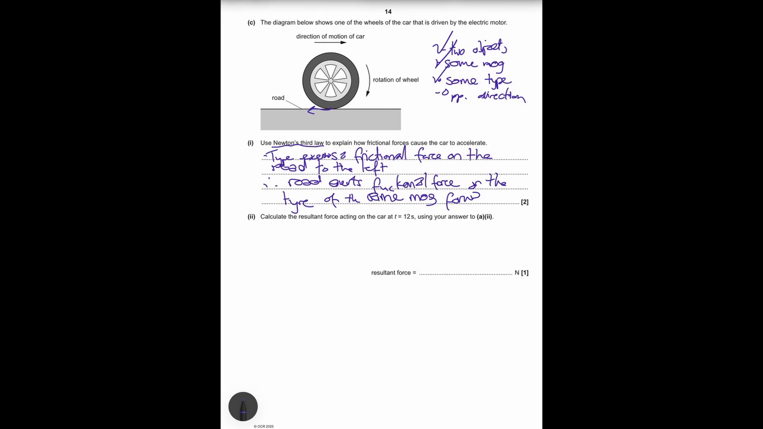Forwards. And I've incorporated all of those things from Newton's third law. So I've applied it to the question. I'm definitely getting 2 marks here.